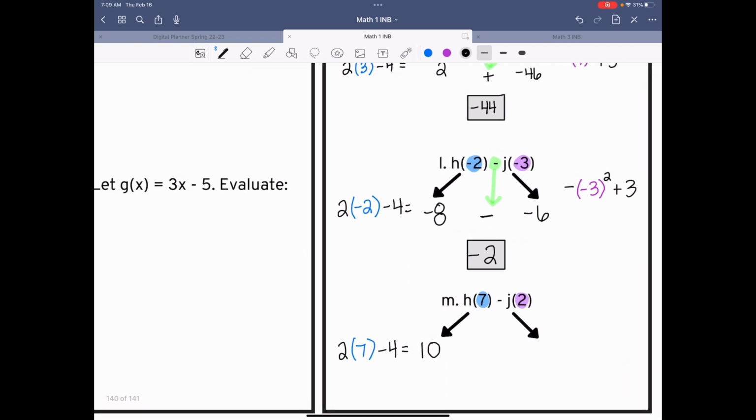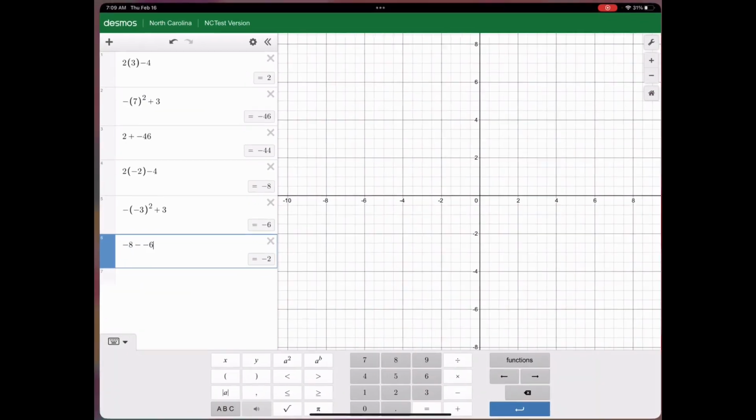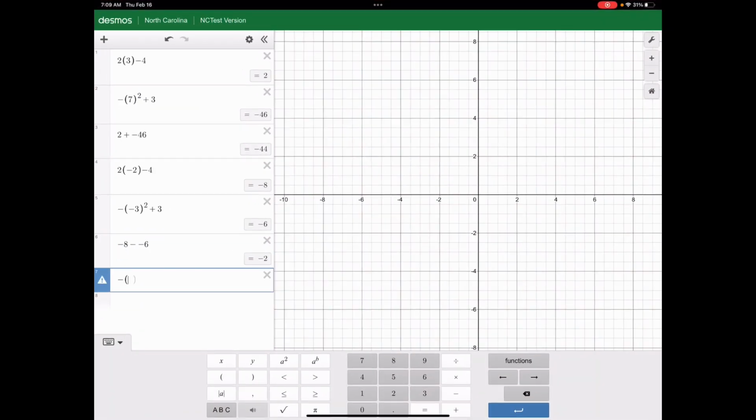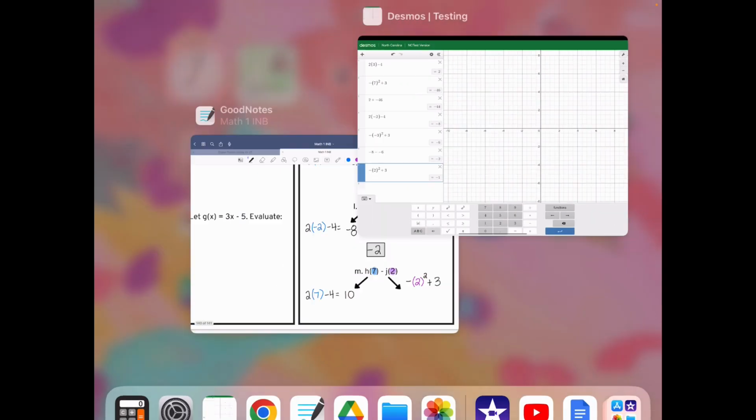All right, so then we have j. So we're going to do the negative on the outside, and we're going to plug in 2 inside where x was, and then squared plus 3. Now again, we can plug that into Desmos, so we're going to do the negative on the outside, 2 squared plus 3, and that gives me negative 1.